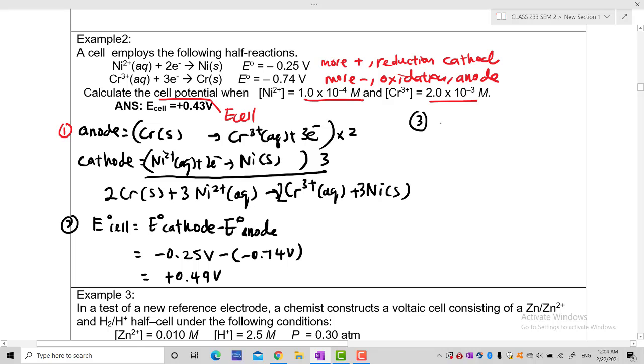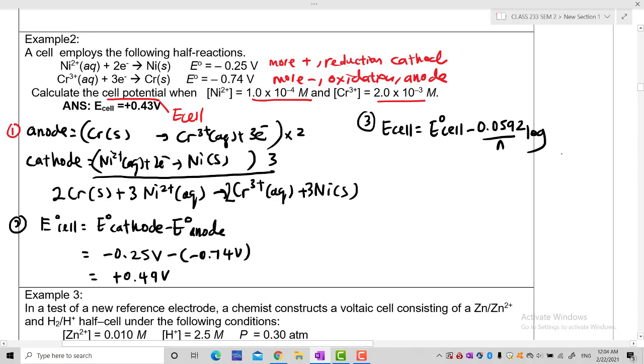So the step: E cell equals E naught cell minus 0.0592 over n log Q. So you must substitute what your Q is. Q is product over reactant. So the answer is chromium 3 plus to the power of 2. We call this one aqueous. I choose only aqueous species, and chromium solid is not involved. So you will get the answer over nickel 2 plus to the power of 3. Then you state here that n equals 6.